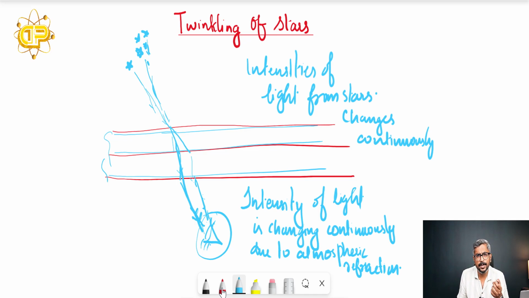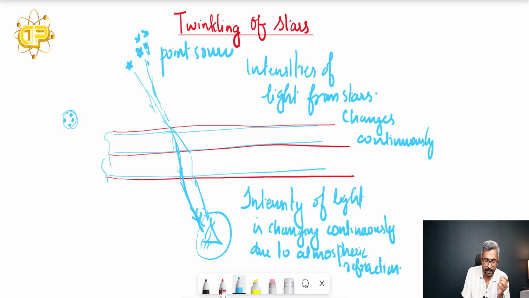Then one question can come here. So why is the planet not twinkling? In that case, the planet is situated nearby, and it is not considered as a point source. It's a group of point sources. A star is a single point source. That means the light is coming from a single point source.